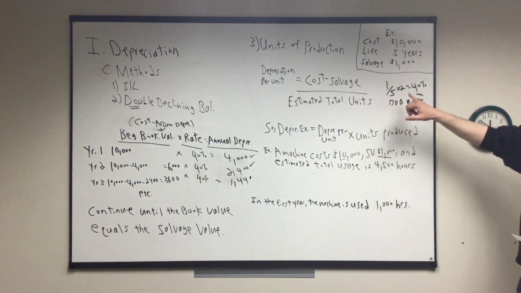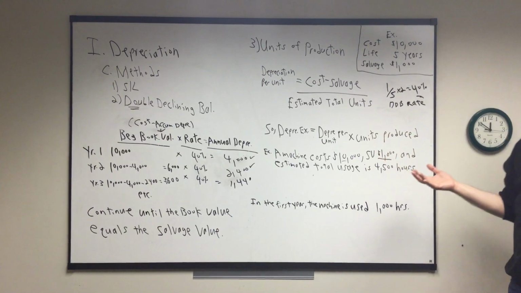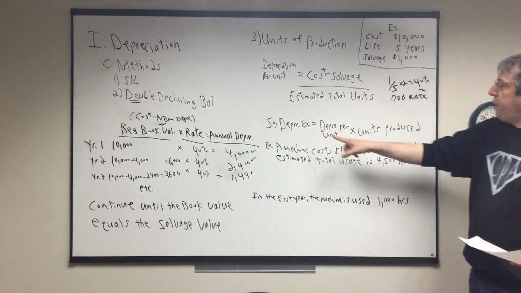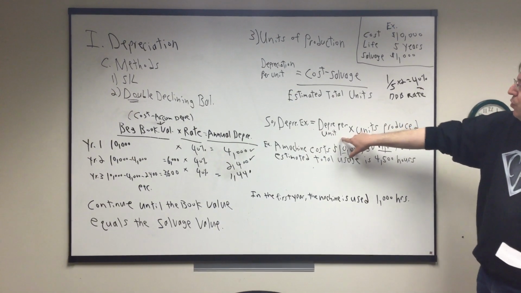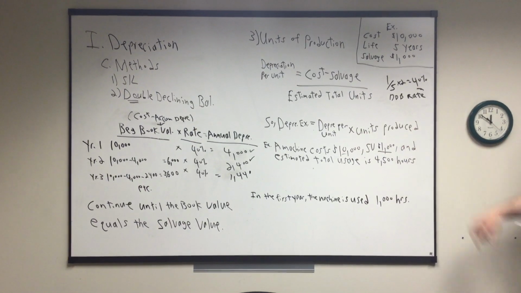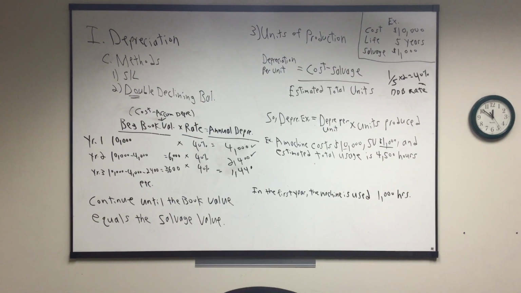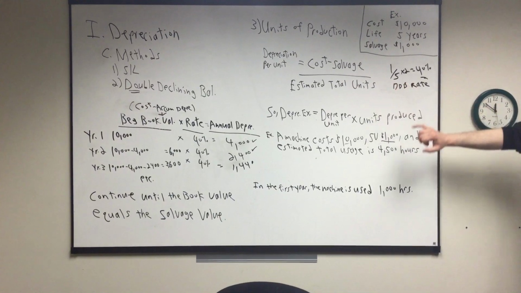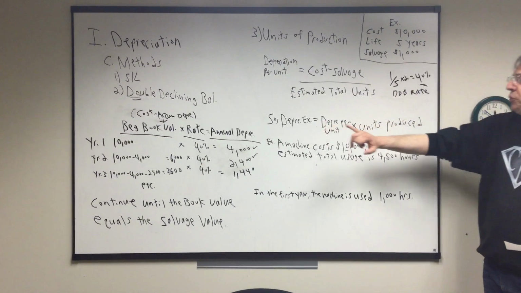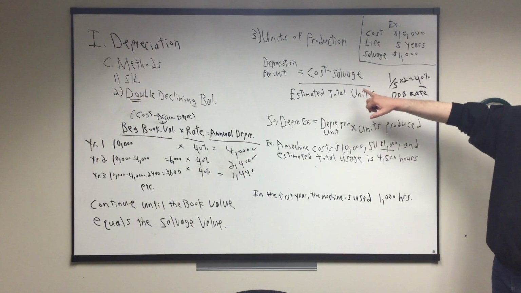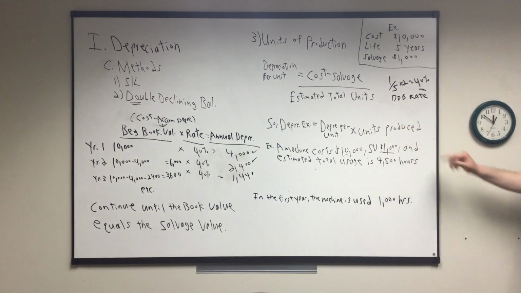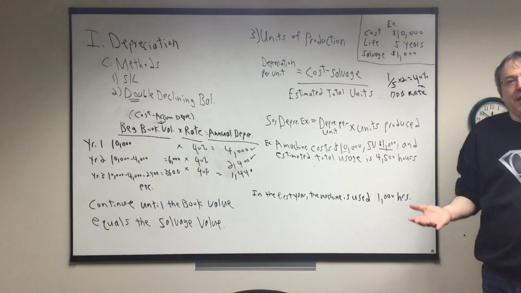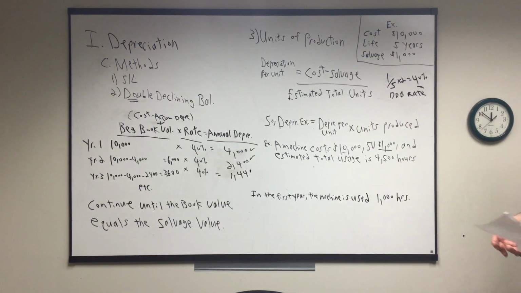And then once we know that, then we can actually calculate depreciation expense, which is going to be depreciation per unit times the units produced. All right, so we have two formulas, depreciation per unit, which is cost minus salvage over estimated total units. And we have another formula for the actual depreciation expense, which is going to be depreciation per unit, which we just calculated here, times the units produced. So let's look at an example, because actually this is not hard.